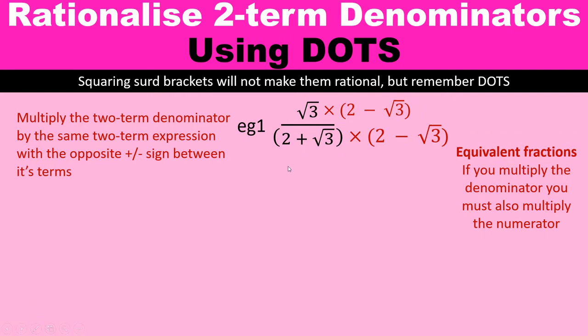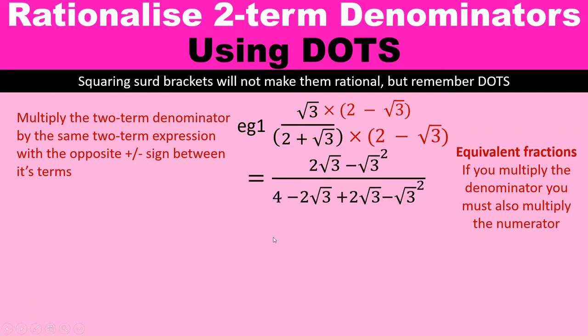In the denominator, don't think that this is just 2 times 2 and root 3 times root 3. This will be 2 times 2, which is 4. 2 times negative root 3, which is negative 2 root 3. Root 3 times 2, so that's plus 2 root 3. And root 3 times negative root 3, which is negative 3. Simplifying that, I see that I have a 4-term expression in the denominator.